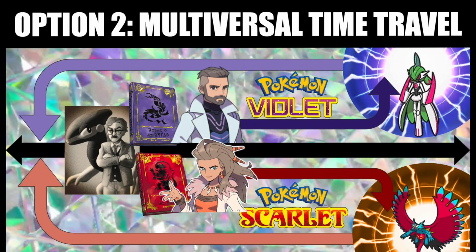Okay, so how does this work with the time loop? Well, instead of going to the same timeline but in the past or future, what if Professor Sada and Turo went to a different timeline that was set in the past or future? This timeline could be a place where Paldea got completely destroyed in the future by these Paradox Pokemon. Some people might think that this is crazy, but there's actually a lot of precedent for this in Pokemon already.